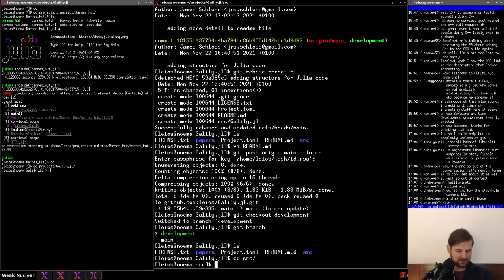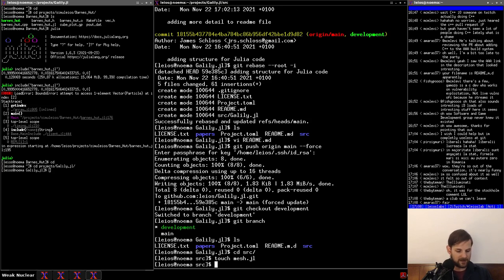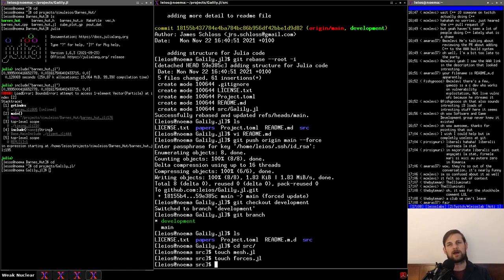Okay. Next, let me think. What do we actually need for this directory structure? I generally feel like we're going to need a few different files, so I'm going to touch them now. We need a file for grid generation, so we'll call it mesh.jl. We're probably going to need a file for force integrators, so we'll call it forces.jl maybe. Everything in mesh should also have tree traversal in there, I suppose.